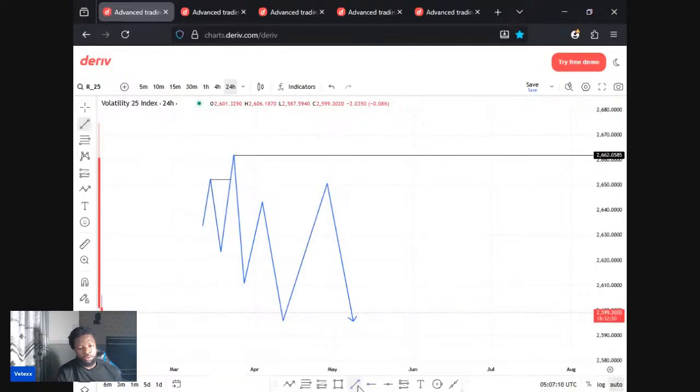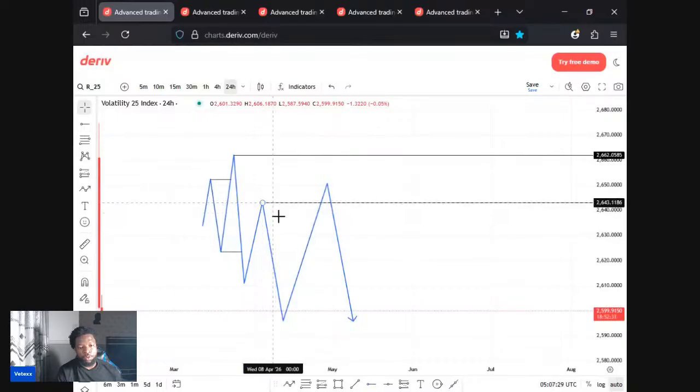Then rule number two, price must retrace to take out the newly created low to give us our first break of structure, which is this, which is rule number two. And rule number three, price will retrace 50% to give us structural liquidity that needs to be taken out, which is rule number three. And rule number four, price will retrace to take out the newly created high.